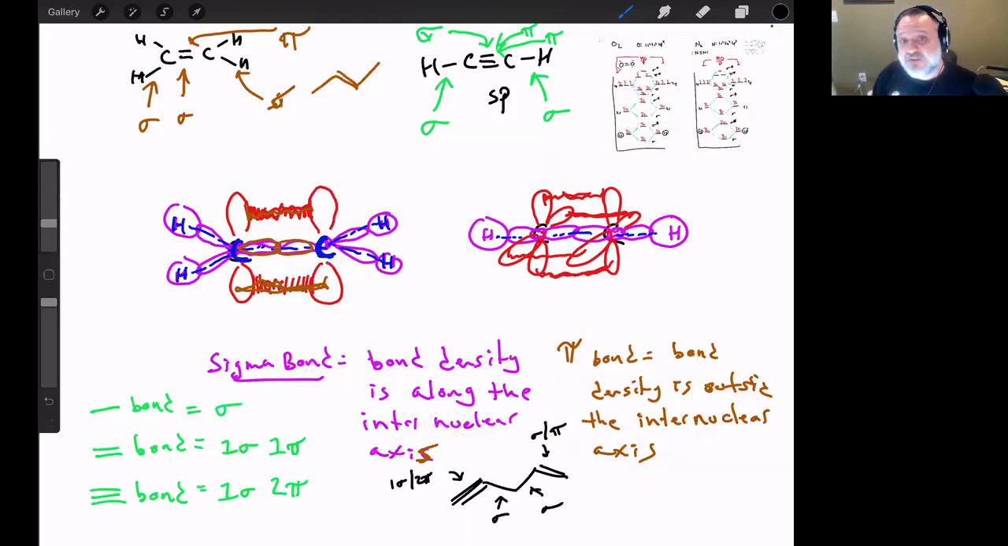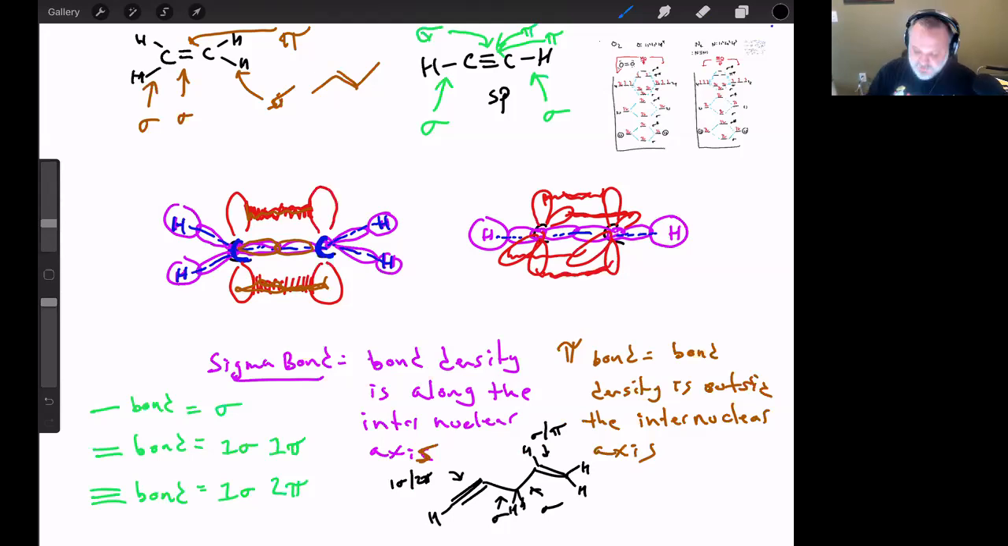And so how many sigma bonds do I have? 1, 2, 3, 4, 5, 6, 7, 8, 9, 10. Don't forget to count the hydrogens that aren't shown, right? Hydrogen, hydrogen, hydrogen, hydrogen, hydrogen, hydrogen. So that's 1, 2, 3, 4, 5, 6, 7, 8, 9, 10. How many pi bonds are there? Well, there's 3. And so that's going to be your job.